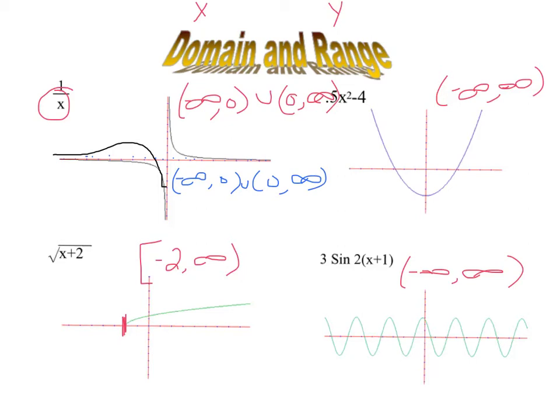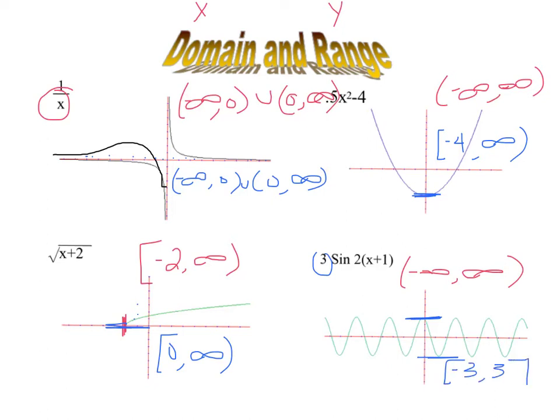Coming over to this one, you'll notice there's a definite bottoming out period. This range is from negative 4 to infinity. Here too, there's a definite bottoming out, and then it continues up from there. So this one is from 0 to infinity. And my favorite, this trig function has a top and a bottom. The amplitude's 3, so we're going from negative 3 to 3.